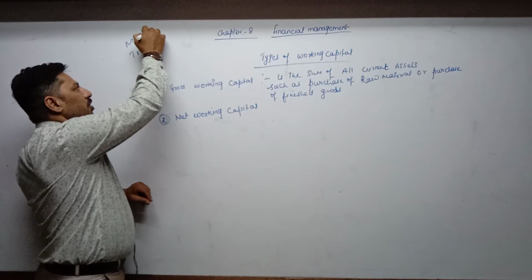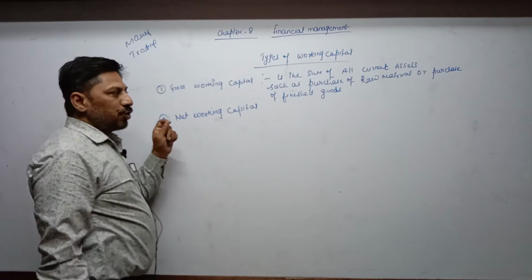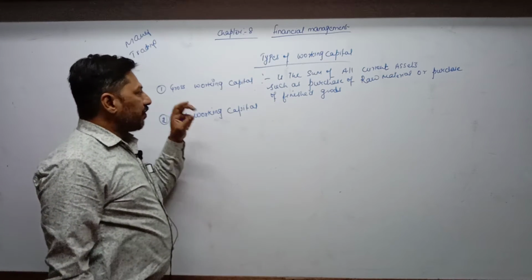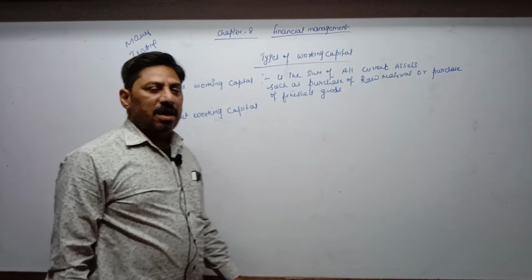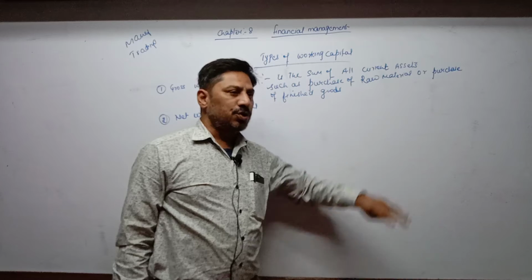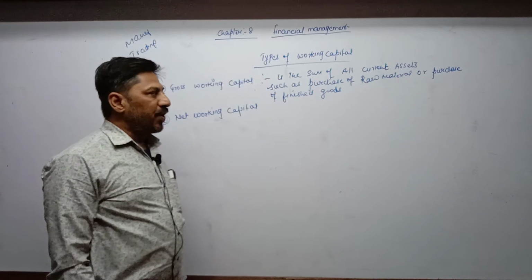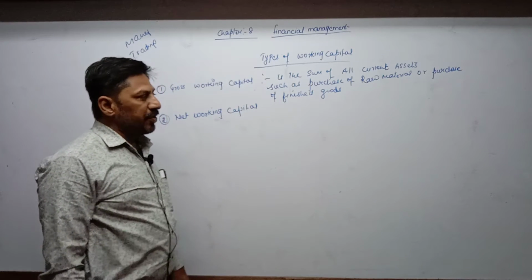What is the meaning of manufacturing based business? In case of manufacturing based business, first of all, business units are purchasing raw material, then they are converting such raw material into finished goods. That is called manufacturing based business unit.